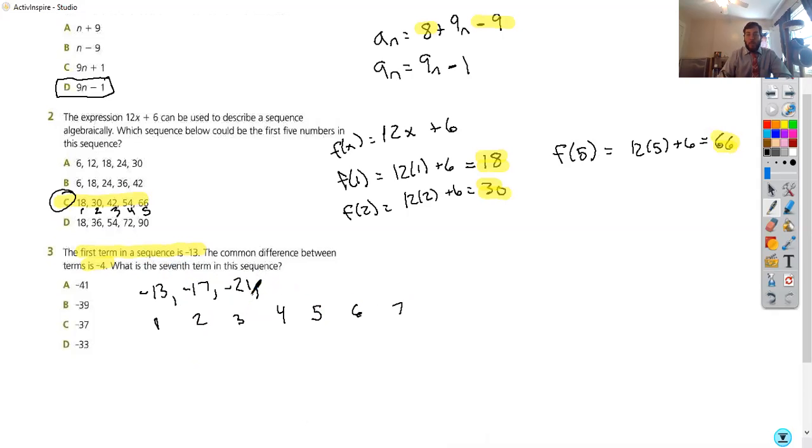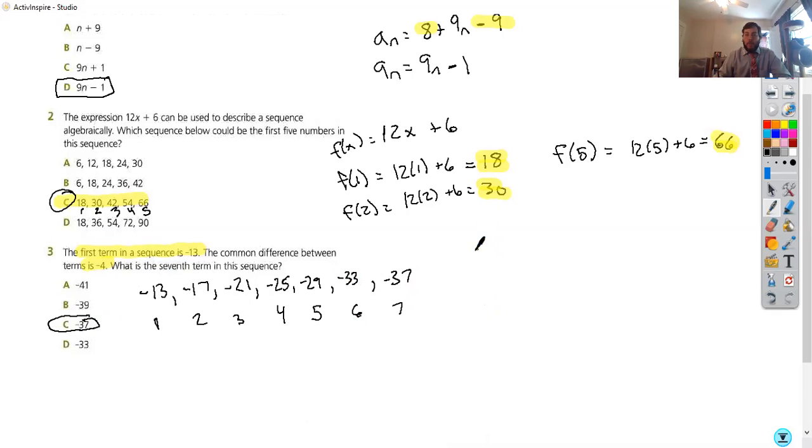So then negative 21 minus 4 is negative 25. Negative 25 minus 4, negative 29. And we keep going, negative 29 minus 4 is negative 33. And then negative 33 minus 4 is negative 37. So this was one way to do it because it was the seventh term. So we'd see that it is equal to negative 37.